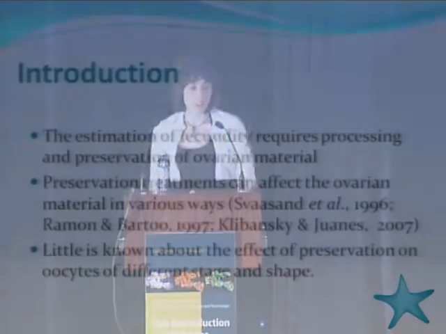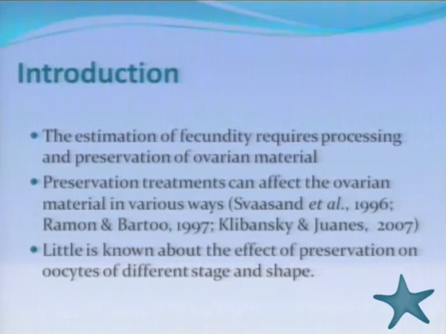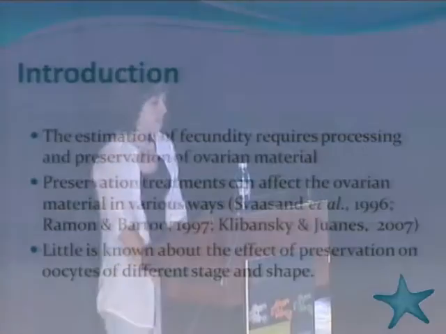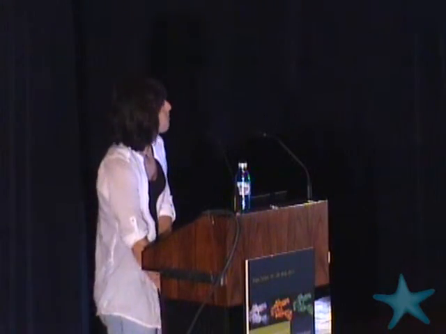Let's start with some background information. The estimation of fecundity requires processing and preservation of ovarian material. Though this ovarian material can be affected in various ways by preservation treatments, preservation treatments can decrease or increase the weight of the gonad or the oocyte size in various ways, as already referred in the bibliography many times. Although little is known about this effect of preservation on oocytes of different stage and shape.